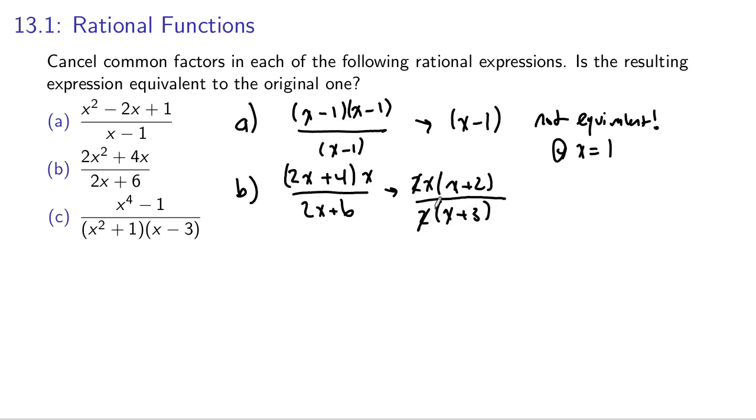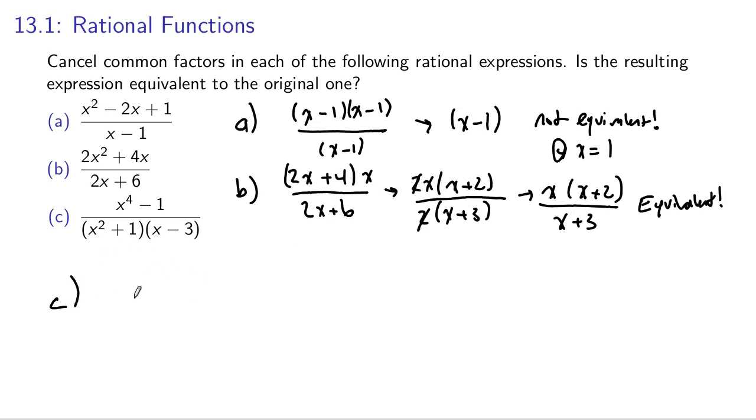And then we can cancel the 2's, which is never 0. And so we're left with x times x plus 2 over x plus 3. And this is equivalent. And it's equivalent because we didn't do anything that makes it not equivalent. We just canceled 2's and used the distributive law.